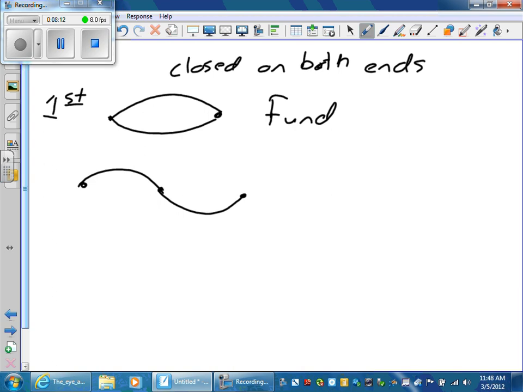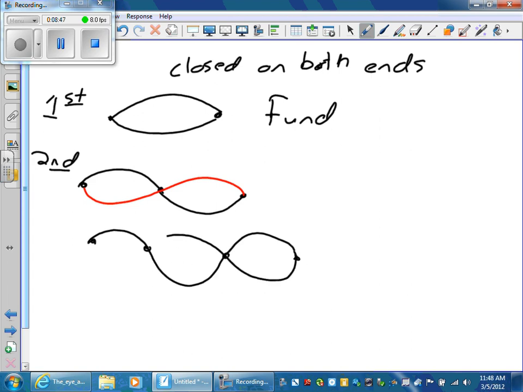So the wave goes down and then is reflected back, creating a standing wave that looks like that. Three nodes, two antinodes. That would be your second harmonic. The fundamental only refers to the first harmonic. Likewise, third, dot, dot, dot. As always, please excuse my terrible drawings.